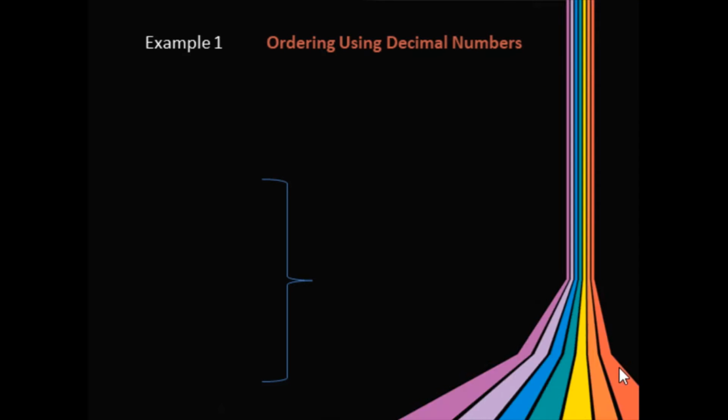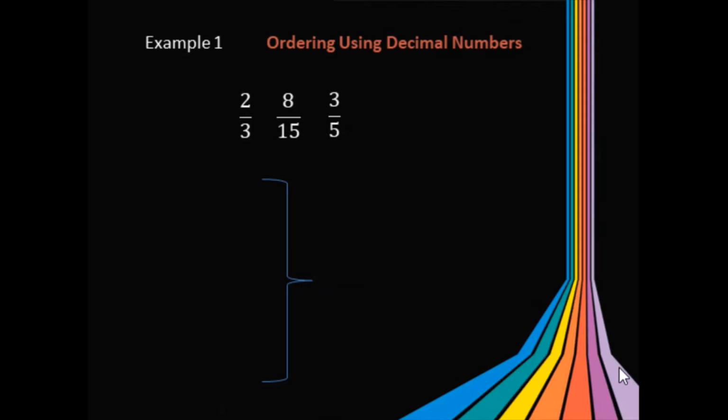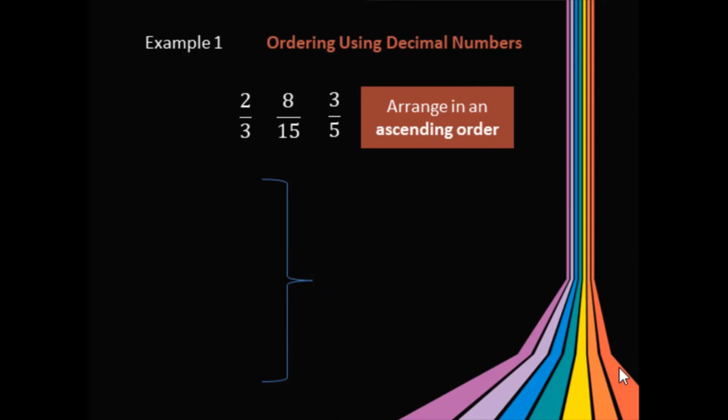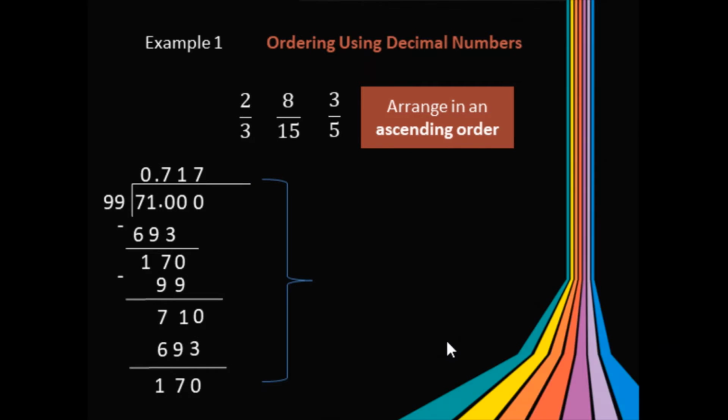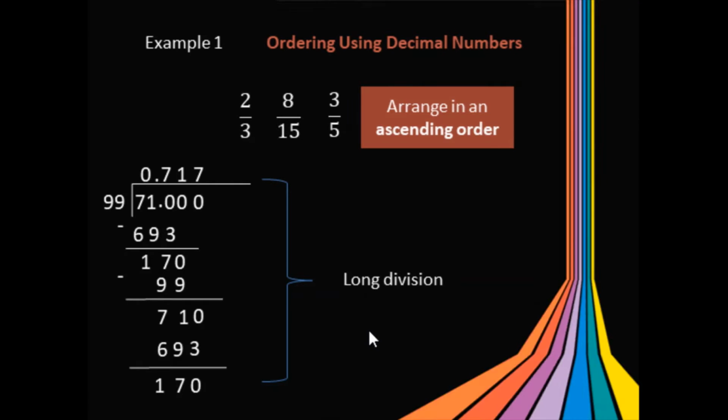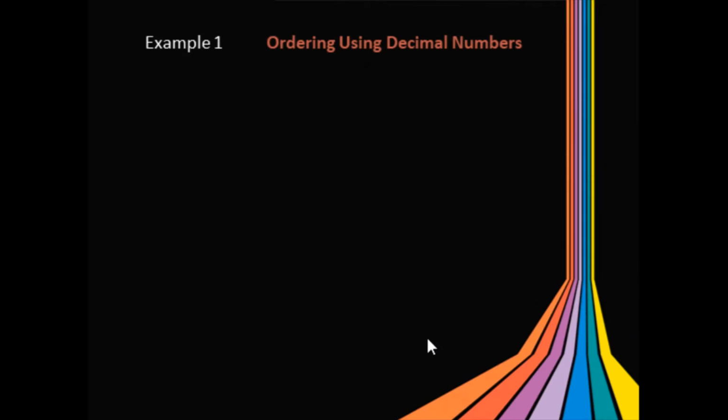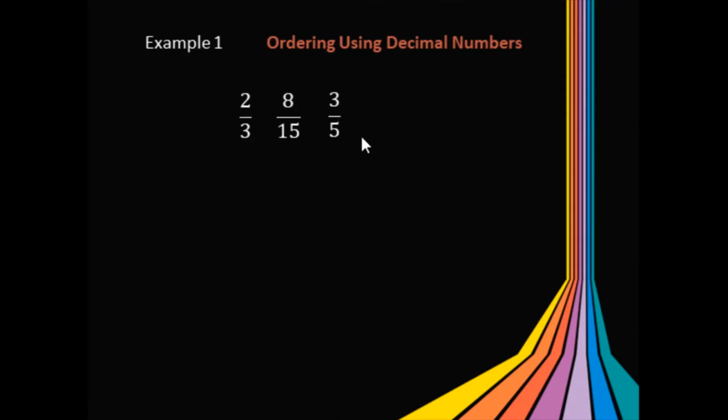Ordering using decimal numbers. We're going to use decimal numbers now as our means of ordering the fractions. When you use long division, it will take a lot of your time. So, you can use a calculator at this time to make your calculations easier. Let's change 2/3, 8/15, and 3/5.